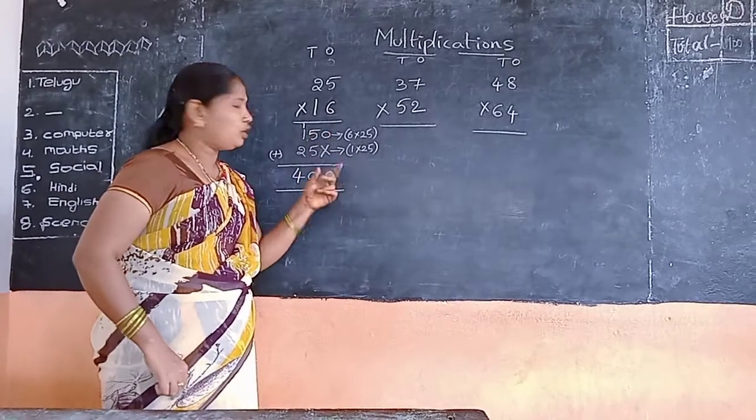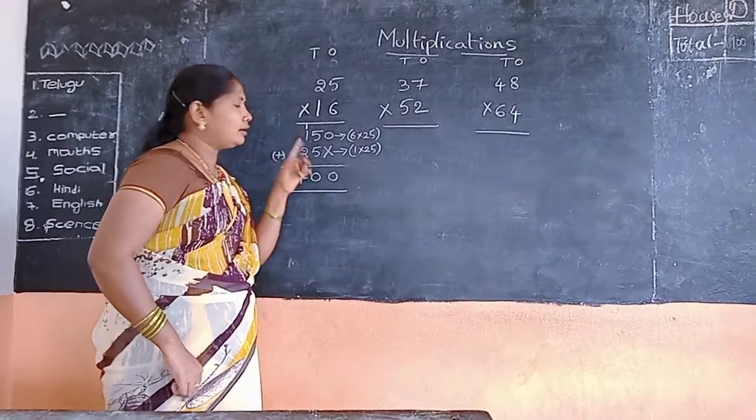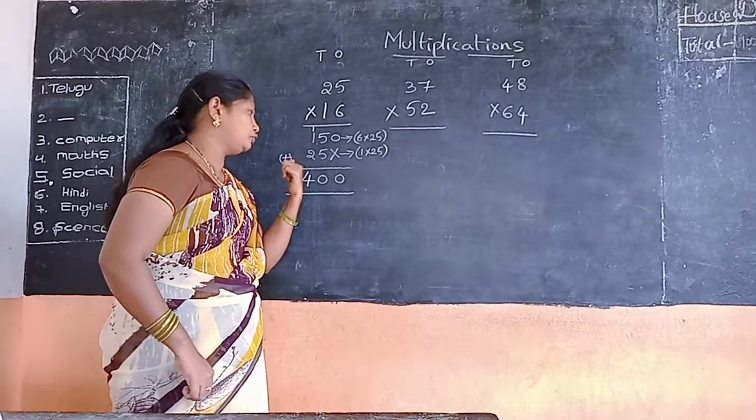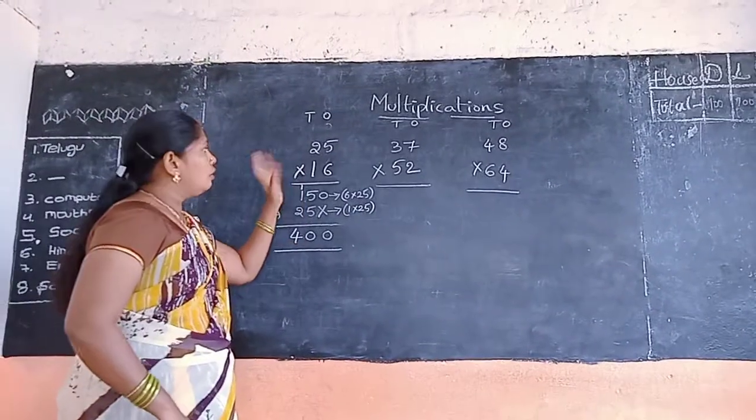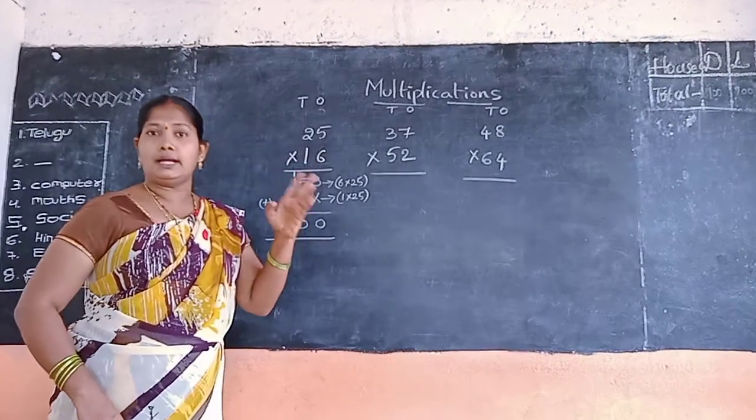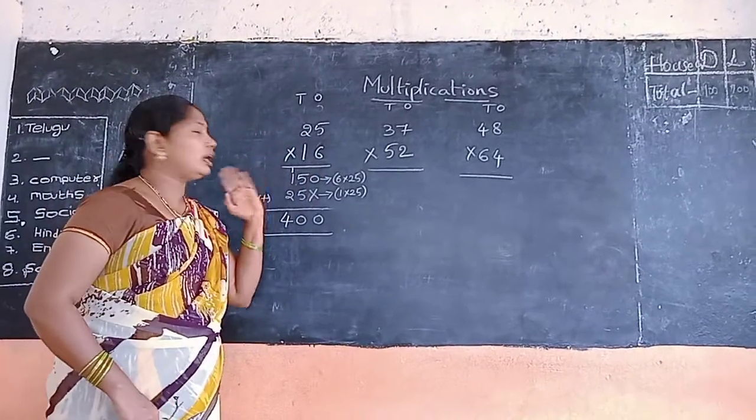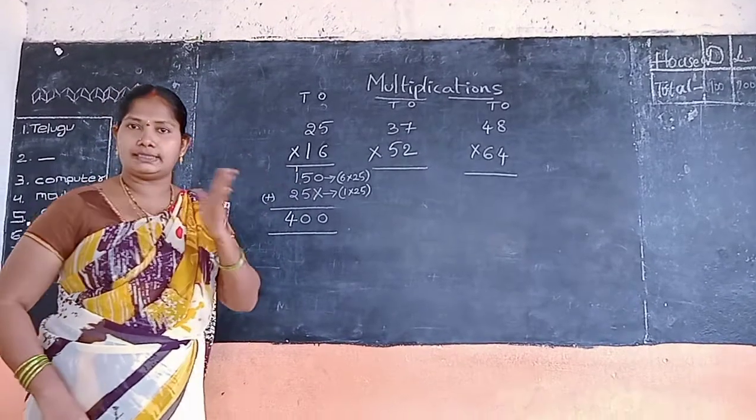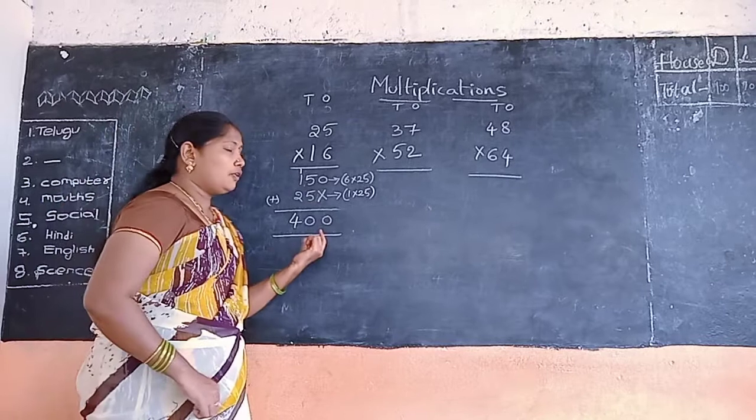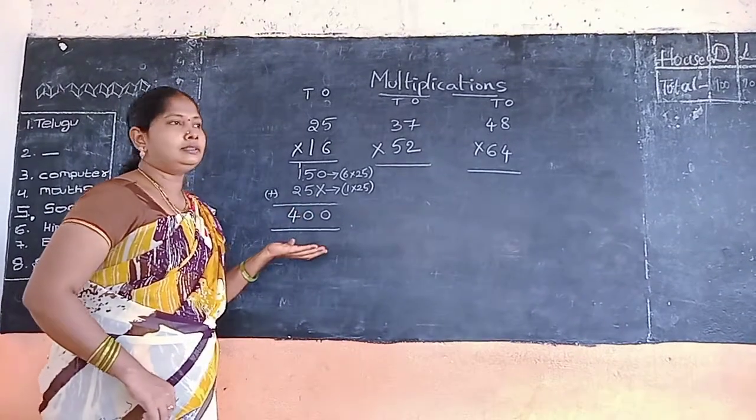Plus 0. 0 into something. This one also 0. Then 5 plus 5 is 10. Next, 1 plus 1, 2. 2 plus 2, 4. That answer is 4. Now 400 is the answer. This is a 2-digit number answer. The 2-digit numbers are 25 into 16. 25 16s are how much? 400. This is the sum.